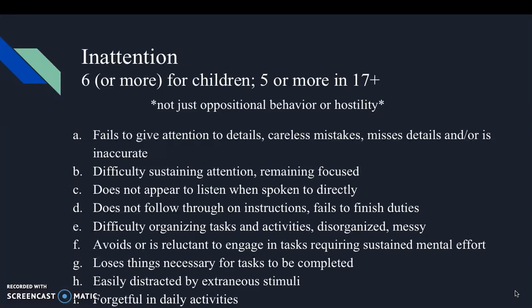So A, they may often fail to give close attention to details, or they make careless mistakes. So they might overlook or miss details in schoolwork, in work at their job. Their work may be inaccurate. B, they often have difficulty sustaining attention in tasks or play activities. So they might have difficulty remaining focused in lectures, conversations, or lengthy readings for older adolescents and adults.